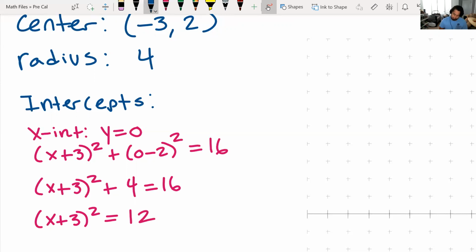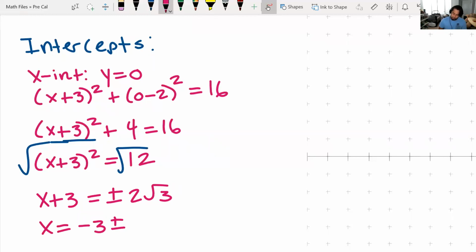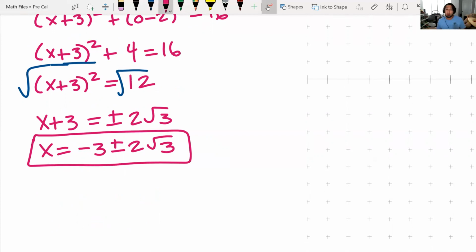Square root both sides. And we end up with x plus 3 equal to plus or minus, and the square root of 12 is what? 2 square root 3? 2 square root 3. Okay. Subtract that 3 over, and you get negative 3 plus or minus 2 square root 3. Okay, so these are our x-intercepts. Definitely ugly, right? Way too ugly.